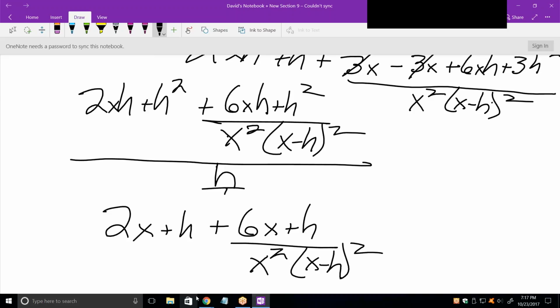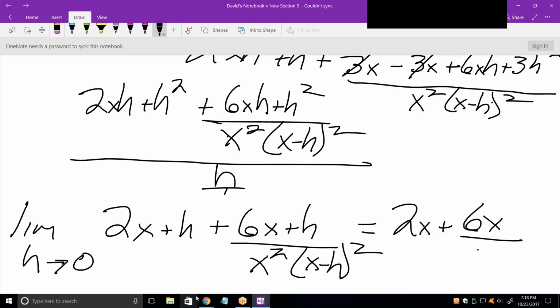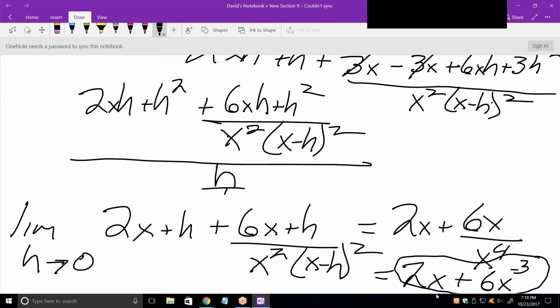Now, the question is what is the limit of that as h goes to 0? We still can evaluate it as h goes to 0. Well, unless I've done some math wrong, it looks like 2x plus 6x over x to the fourth, which is 2x plus 6x to the minus third. There's our answer.